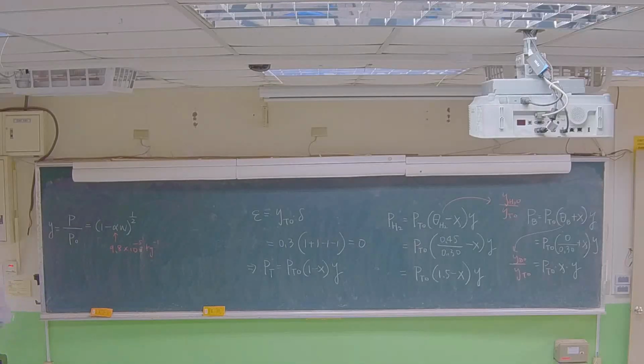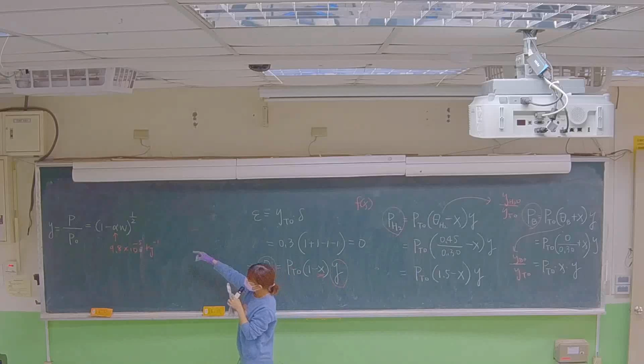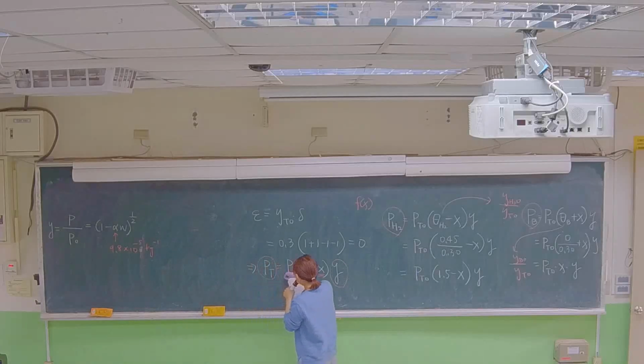What are the unknowns? Let's check. I want PT, PH2, and PB as functions of X, right? Here X is okay to be here, Y here. The only remaining thing is PT0.